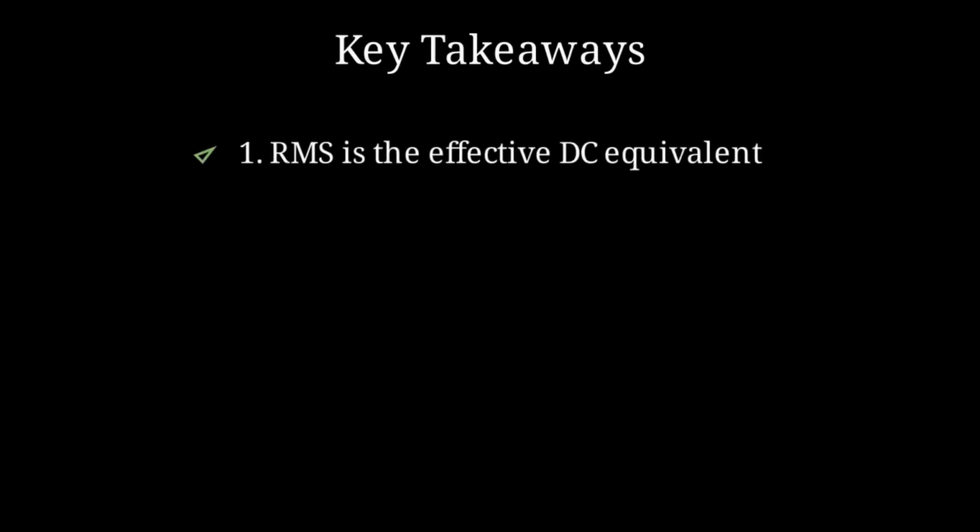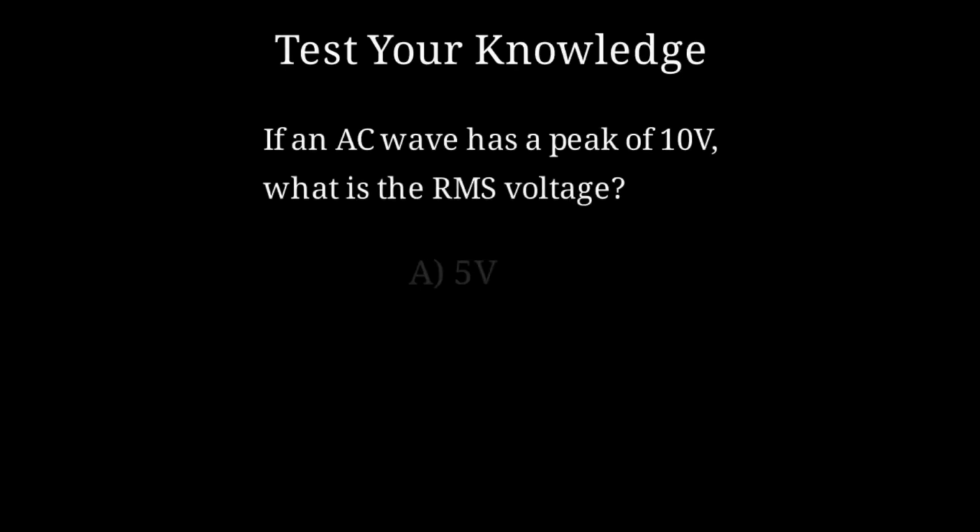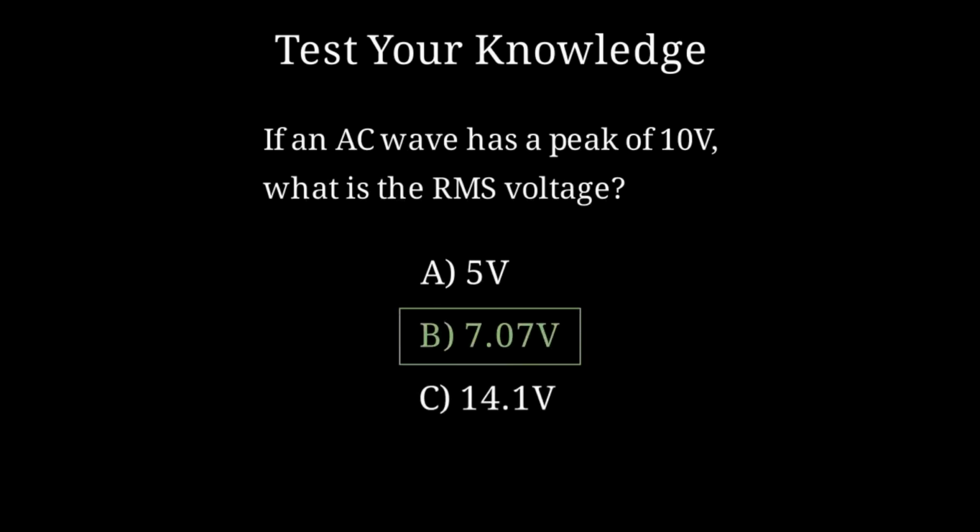To summarize, RMS values allow us to treat AC like DC for power calculations. Remember that for sine waves, RMS is about 70.7% of the peak, and phase shifts occur when inductors or capacitors are present. Quick question: if your peak voltage is 10 volts, what is the RMS value? If you calculated 10 divided by the square root of 2, you get 7.07 volts.